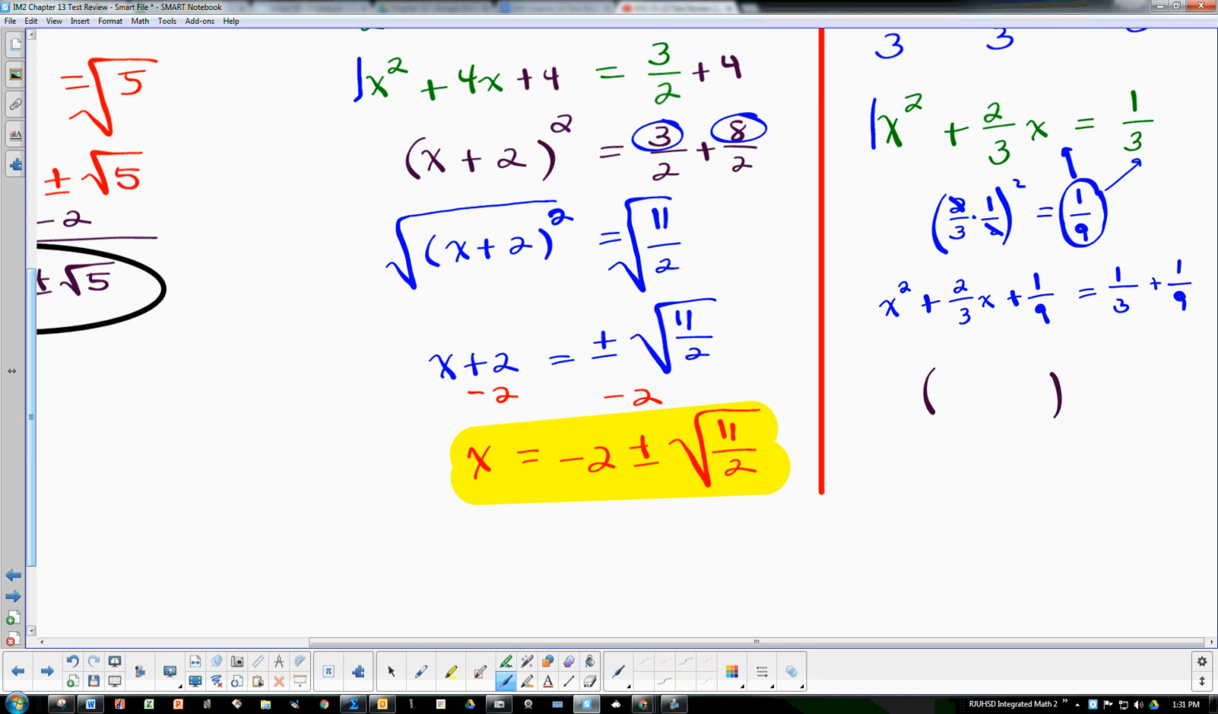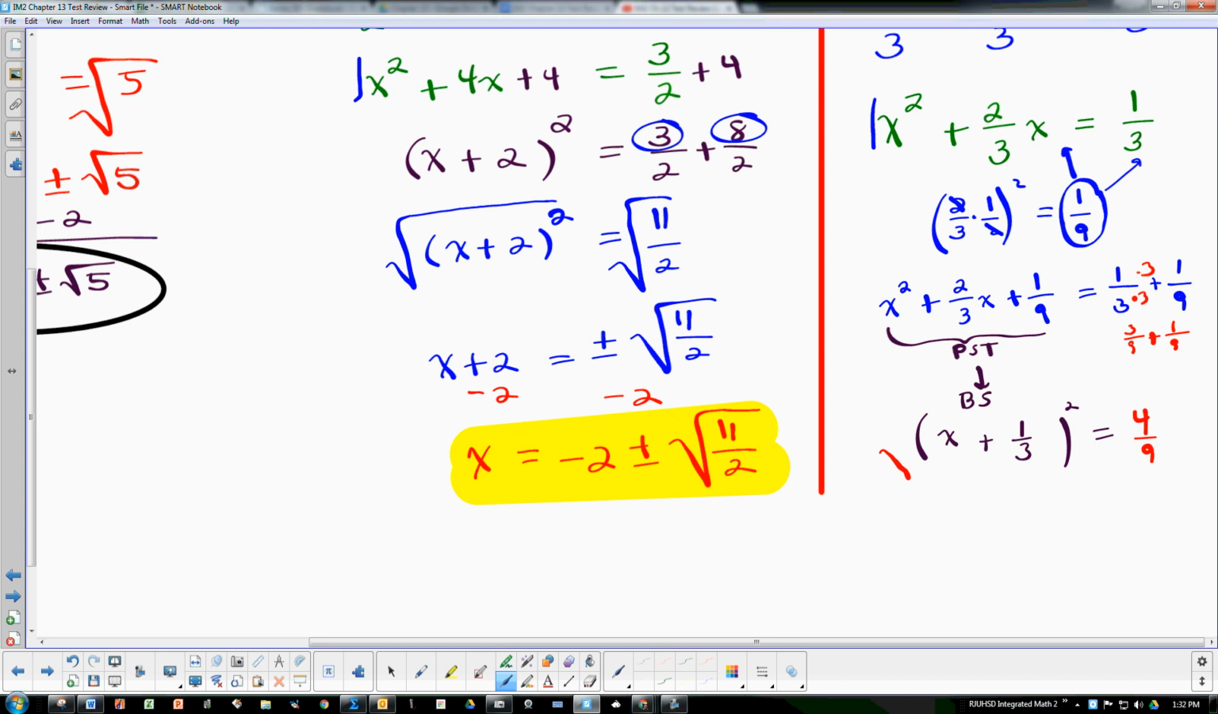And now what I have here, you have to recognize that this is actually a perfect square trinomial. And when we factor this, it's going to become a binomial squared. So here we go. X plus 1/3 all squared is equal to, you'll notice I have to get common denominators here. So this is going to be times 3 times 3. And essentially this is going to be 3/9 plus 1/9. That's going to be 4/9.